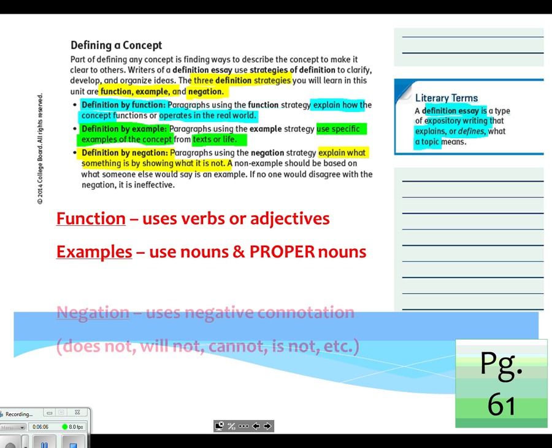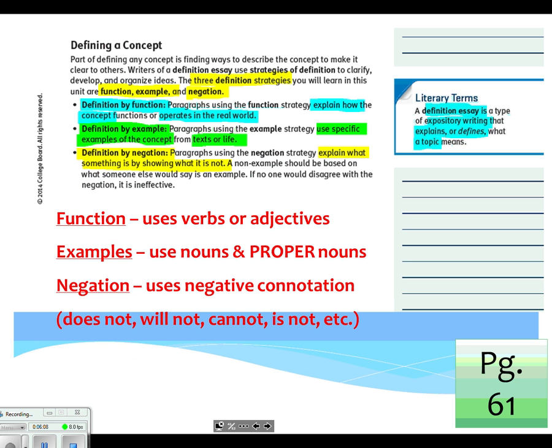Lastly, negation. Negation uses a lot of negative connotation. So you'd see phrases such as does not, will not, cannot, is not. A hero is not selfish. I'm explaining to you that a hero is defined by being selfless. A hero will never back down to a challenge. So I'm explaining and defining what a hero will not do.